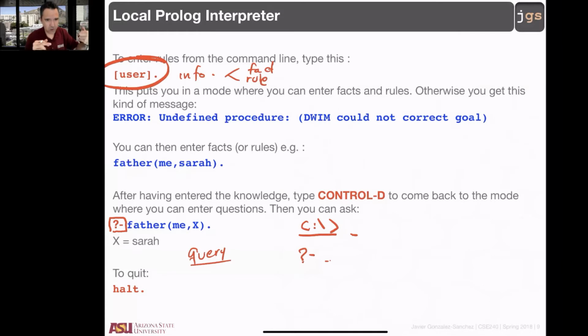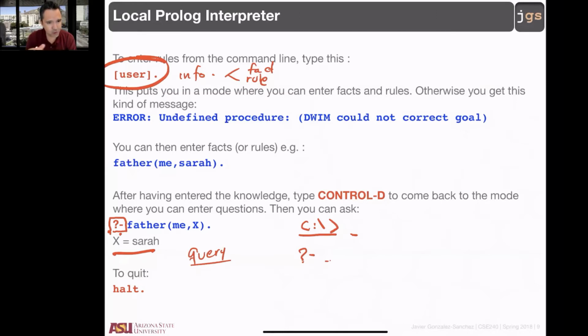Control C, you're back to the question mode with this prompt, and whatever you write is going to be a question, and the system is going to start trying to answer your question. At some point, you're going to have an answer. Your answer is going to be something like variable equal value, and that's it.